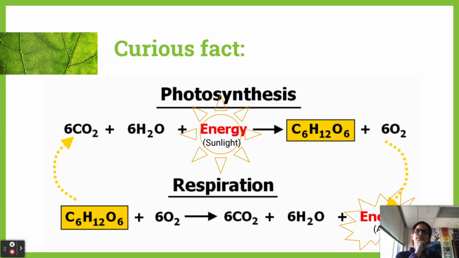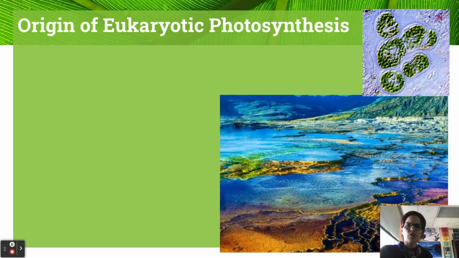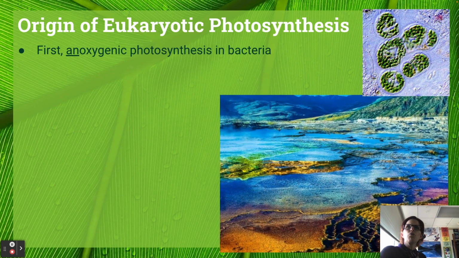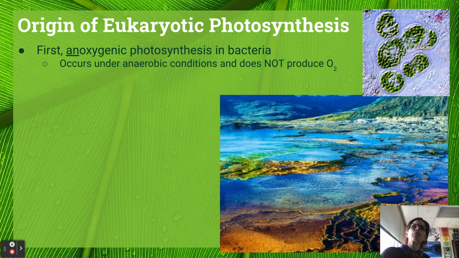Where can plants get their CO2 from? Volcanoes, for example. A forest fire, for example. They don't need us to supply their CO2. But we need them for their glucose and for the oxygen that they're producing. Okay, so where does photosynthesis first arrive on this planet?